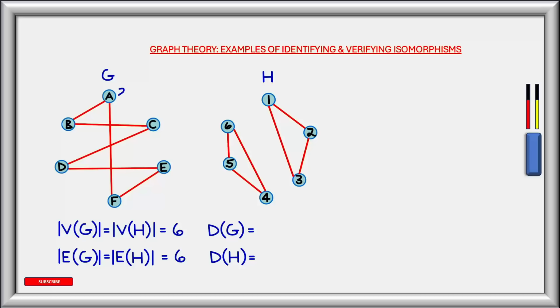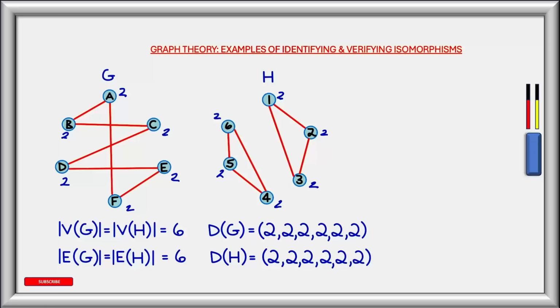The vertex A has 2 edges, vertex B has 2 edges, vertex C has 2 edges, vertex D has 2 edges, vertex E has 2 edges, and vertex F has 2 edges. And in graph H, vertex 1 has 2 edges, vertex 2 has 2 edges, vertex 3 has 2 edges, vertex 4 has 2 edges, vertex 5 has 2 edges, and vertex 6 has 2 edges. If we now order the degrees of each vertex from highest to lowest for each of the graphs, we get the degree sequence of graph G and the degree sequence of graph H. And as we can see, both degree sequences are the same.